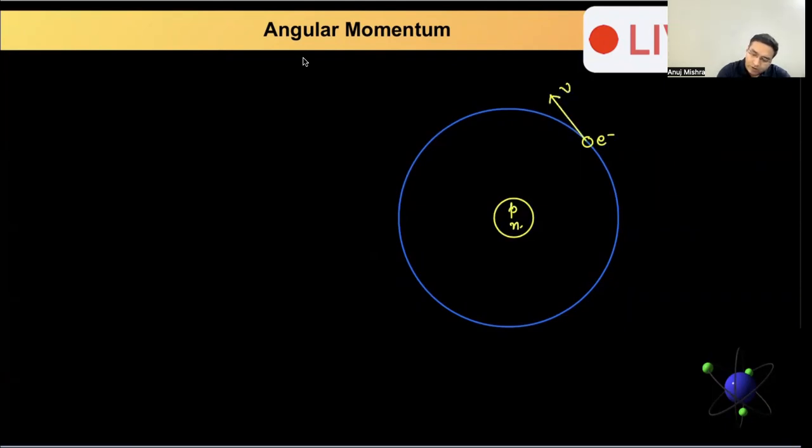So electron के पास एक velocity अपनी v, इसका mass है m. In nucleus, inside the nucleus, we have protons and neutrons. Neutrons are neutral, protons are charged. If atomic number is Z, how many protons do you expect? Type in chat box. If atomic number is Z, how many protons do we expect?